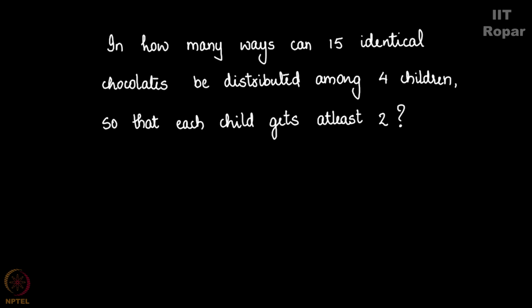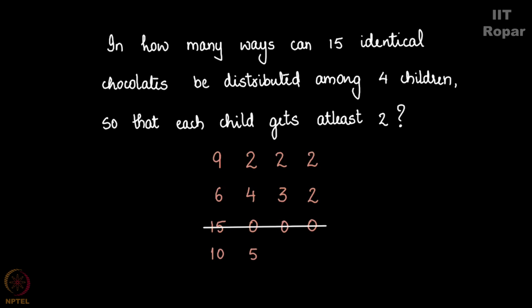So 9, 2, 2, 2. This is a valid possibility. There are 4 children. Now 6, 4, 3, 2. This is yet another valid possibility. 15, 0, 0, 0. Is this valid? No, because each child must get at least 2. 10, 5, 0, 0 is also not valid because we have 0, 0 here, right? And so on. So you can enumerate several possibilities.